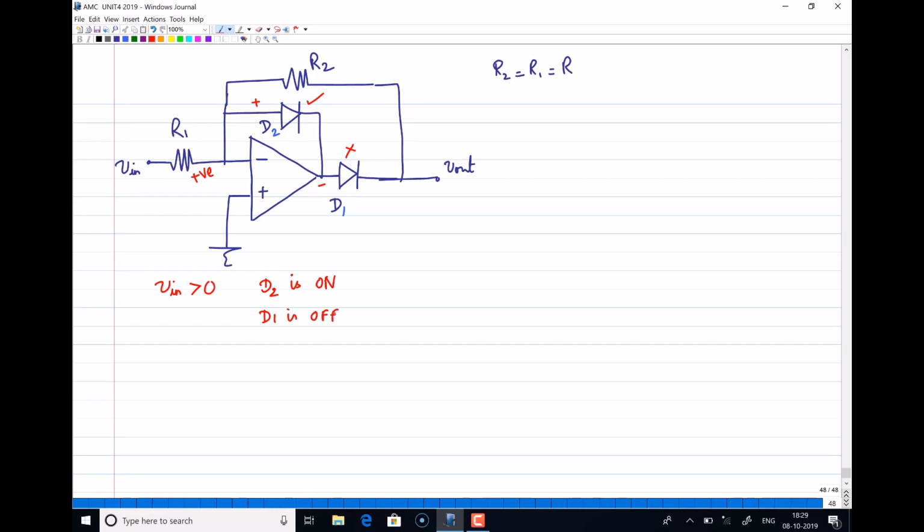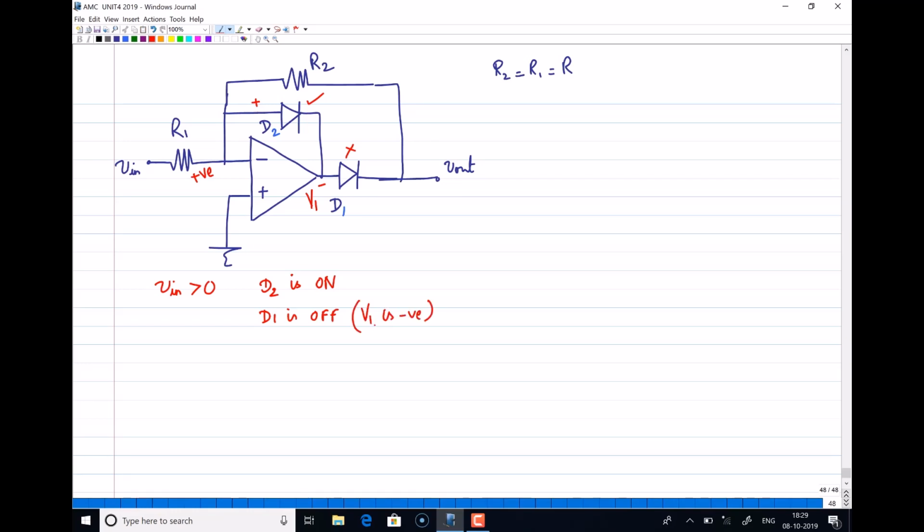Right, now you have diode D2 on, that is actually making a closed path here. A negative feedback path is established, right? So say I'll mark this voltage as some V1 also. So D1 is off because V1 is negative.